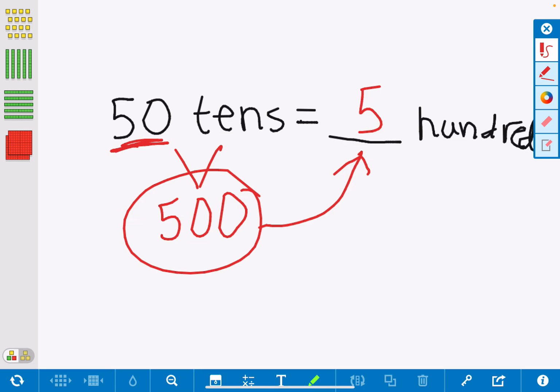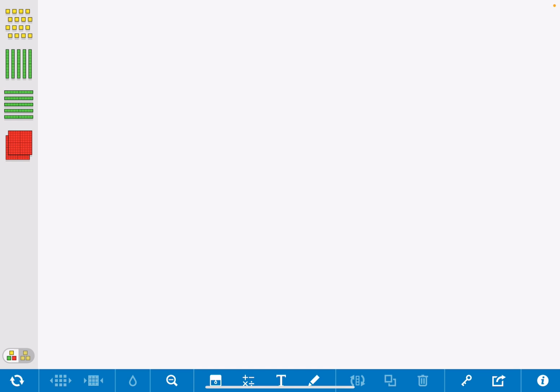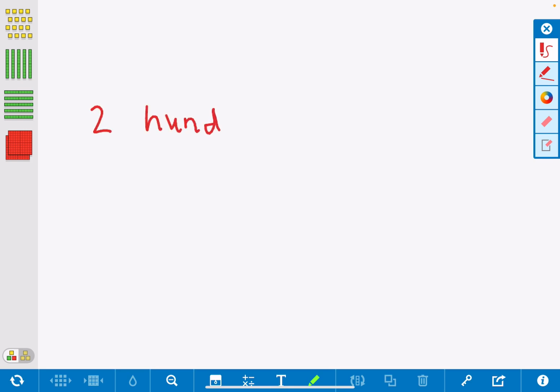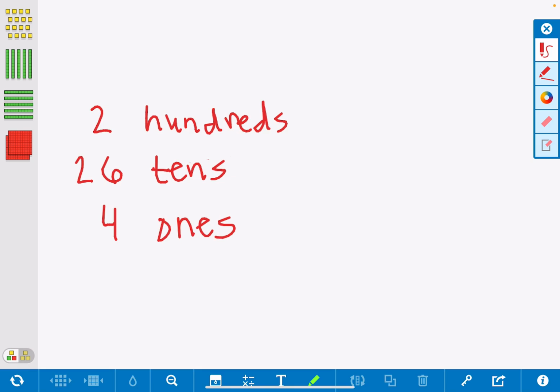Okay, what if they want you to convert a number where they give you how many hundreds, how many tens, how many ones, and you have to write the number? So if it's something like 200s, how about 26 tens, right? And then they said that there are 4 ones. And they just want you to write the number.